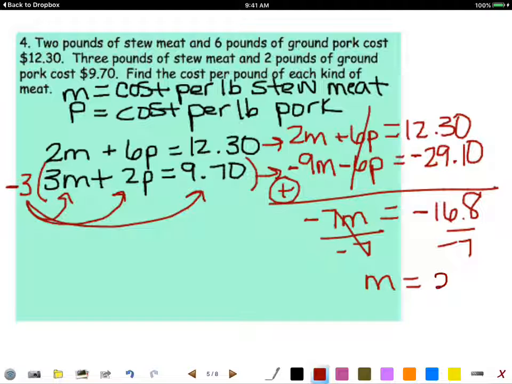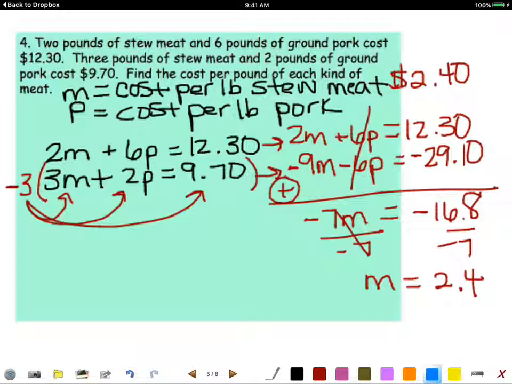So M equals 2 point what? Oh, 2.4. I thought you said 2.24. 2.4. Is everybody in agreement on that? So what does that mean? That each pound of stew meat costs $2.40. Okay, good. You can put a 0 on the end there. Put it up there where your variables are. And you're going to want to box that in here in a minute.